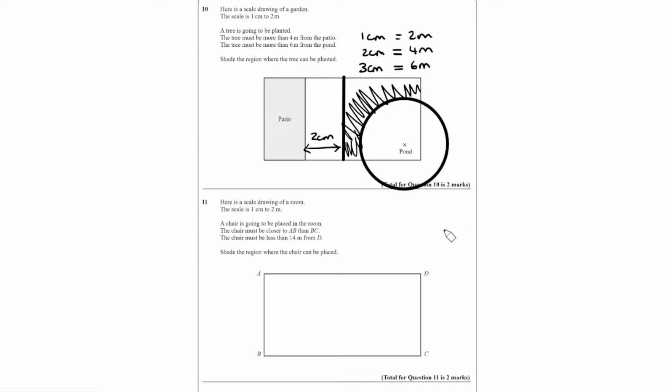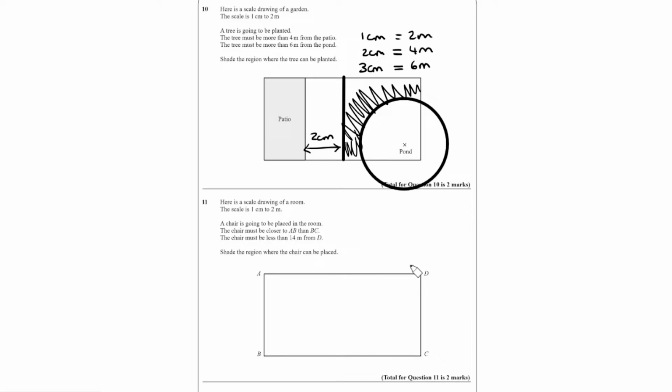So here is a scale drawing of a room. The scale is again 1 centimeter to 2 meters. A chair is going to be placed in the room. The chair must be closer to AB than BC. So where's that? AB's here. Oh, but BC's here, yeah. So that's kind of this corner. And the chair must be less than 14 meters from D. So that's a point D, isn't it?